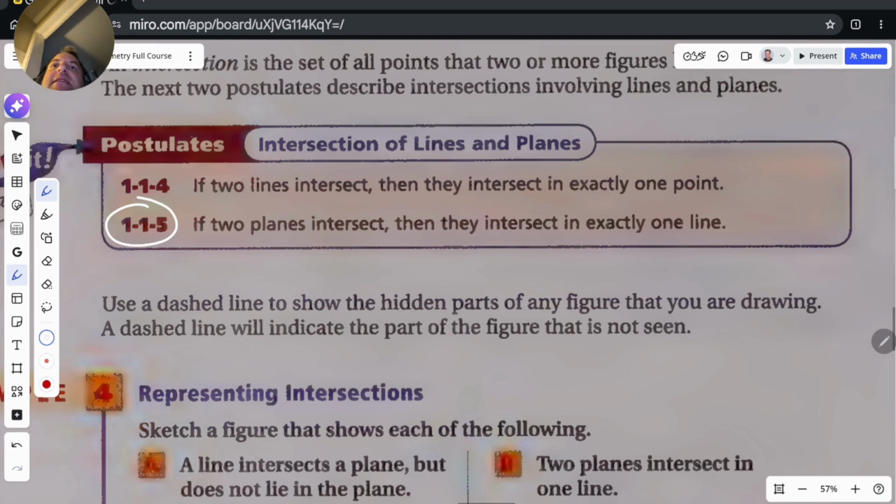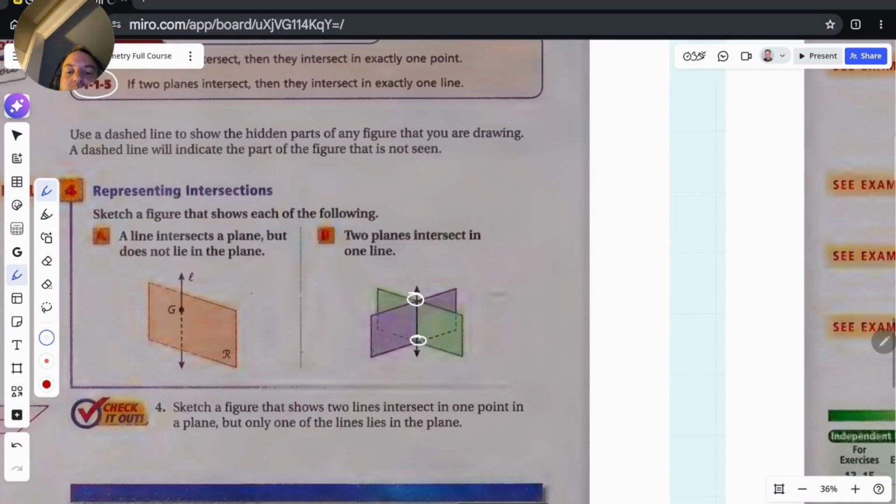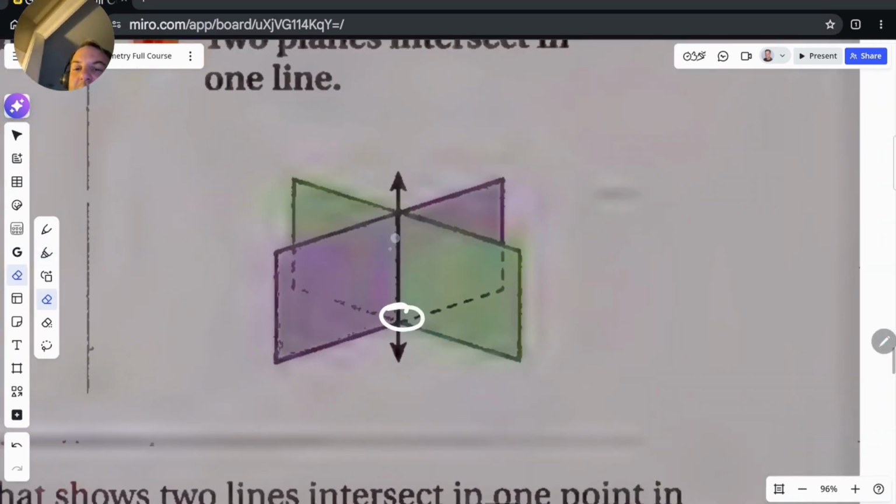If two planes intersect, then they intersect in exactly one line. When two flat surfaces cut through each other, the place they share is a whole straight line, not just a point. So, for example, think of opening a book and standing it up like a tent. The two pages are like two planes, and where they meet, the book's spine is a straight line. That's their intersection. Let's take a look at the diagram here. I can draw my two lines where they're intersecting here at that point.